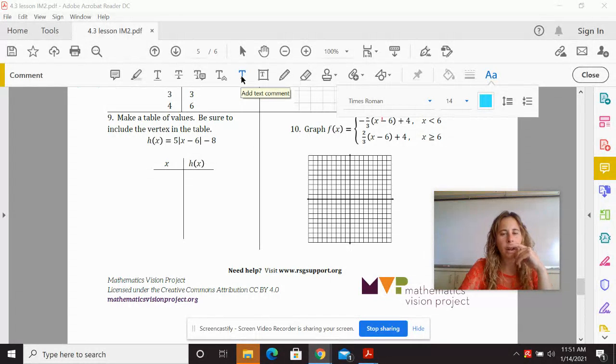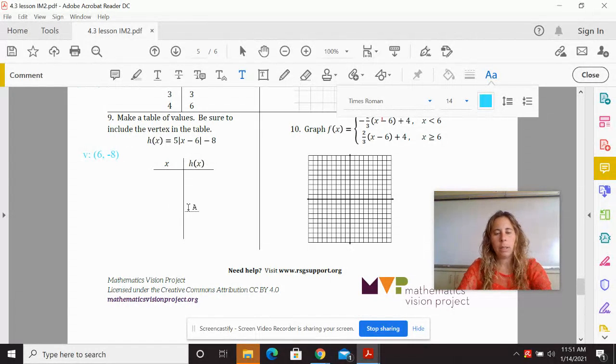So what I would recommend starting out with on this one, make a table of values. I would start with the vertex. Go ahead and pull out the vertex. So the vertex is 6, negative 8. That's your vertex.